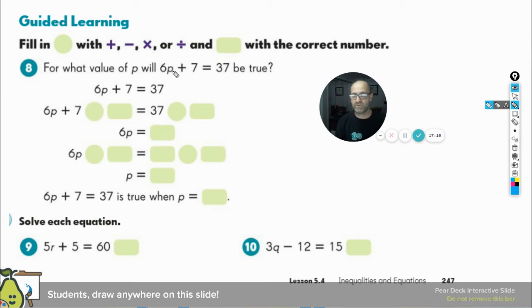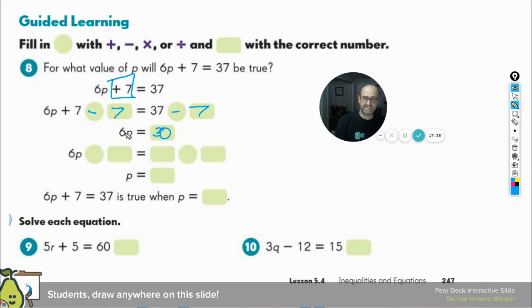All right, for what value of p will 6p plus 7 equals 37 be true? Well, 6p plus 7 equals 37. I want to get this p by itself, so the first thing I'm going to do is get rid of that plus 7. And how do I get rid of a plus 7? I subtract 7. So 6p plus 7 minus 7 is just 6p. 37 minus 7 is 30.